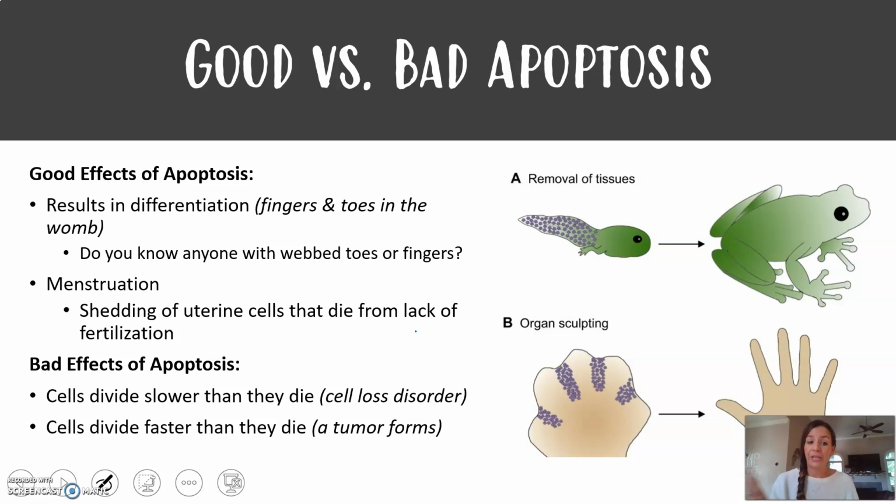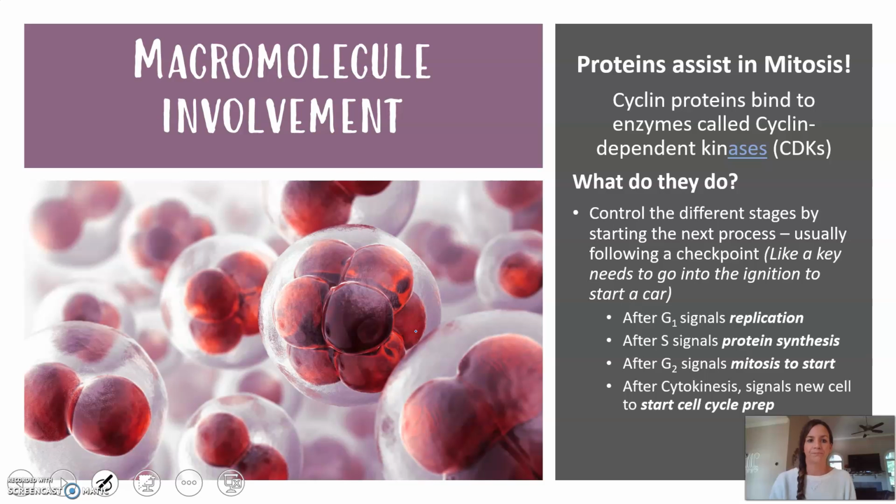Now, it's also, ladies, in menstruation. So when your uterus sheds once a month, that is a good effective apoptosis because your body is ridding it of those cells. Now, bad effects, they divide slower than they die. So you have cell loss because you have lots of cells dying and they can't recover. But also they can divide faster than they die, which is when a tumor can form.